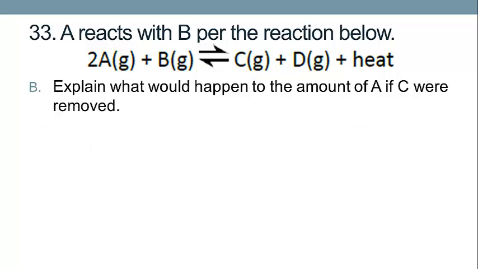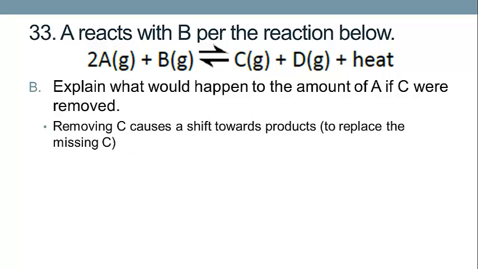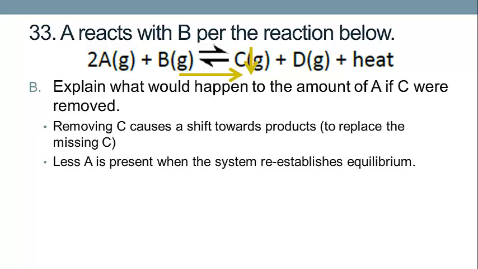What would happen to the amount of A if C were removed? So if I remove C, that's going to cause a shift towards products to replace the missing C that I took out. So that's going to speed up the rate of my forward reaction, using up my amount of A, so there will be less of it present when the system reestablishes equilibrium.